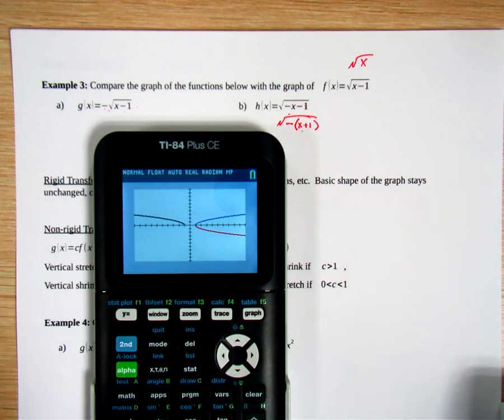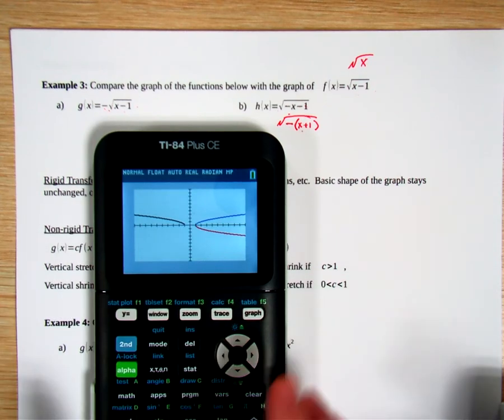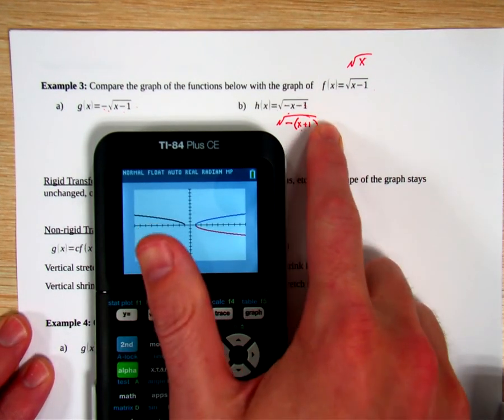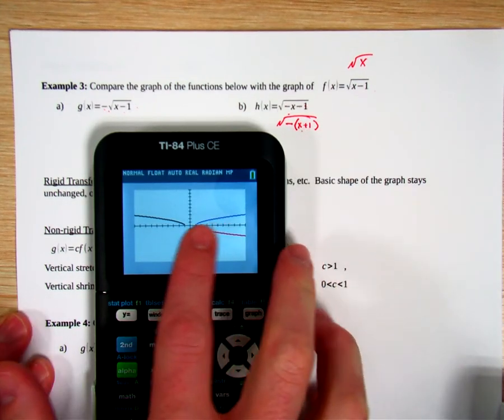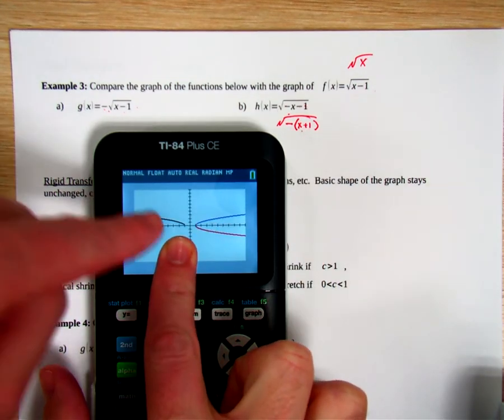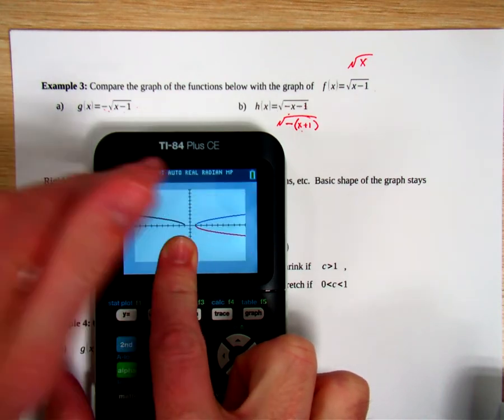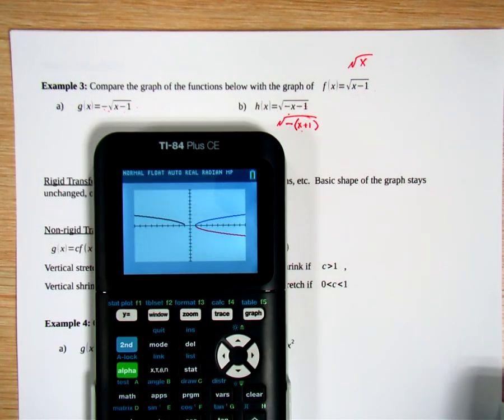So there we are. And we looked at that last one in a different way, like if we factor out the negative into the front, it would slide it 1 to the left, and then that negative would change it from going this way to going this way. That's another way to kind of think about it.